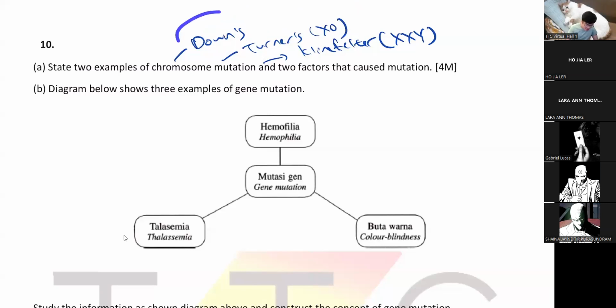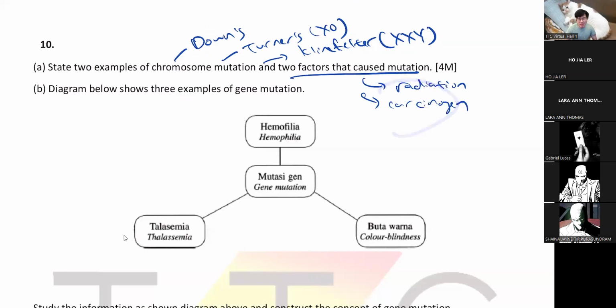So 2 examples here. Okay, any 2. So 2 factors that cause mutation. So we should know radiation. Okay, anything that cause cancer, radiation, carcinogen, UV ray, chemical substances, things like that. Anything that cause cancer, because cancer is a mutation. So whatever that causes cancer will cause mutation. So same thing. So 4 marks here, easy peasy.